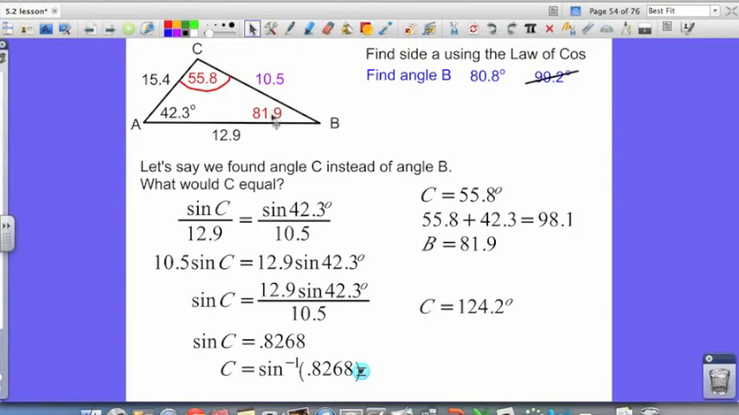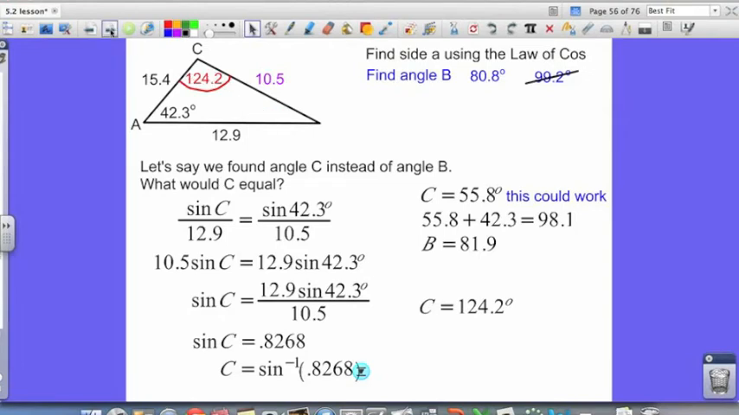Is this biggest? That's the biggest angle. It's opposite the biggest side. We're good. Smallest side, opposite the smallest angle. This is good. Yeah, this could work. And if you look back at our other triangles, we're off by a little rounding error, but this would match the other triangle when we were finding angle B first.